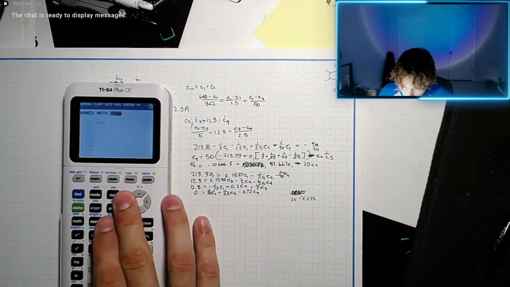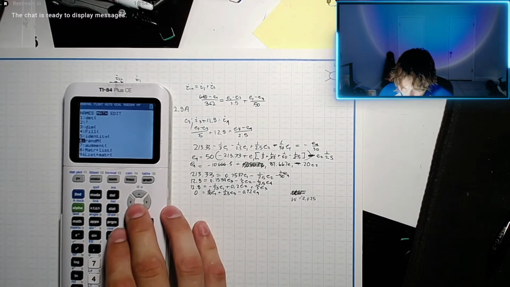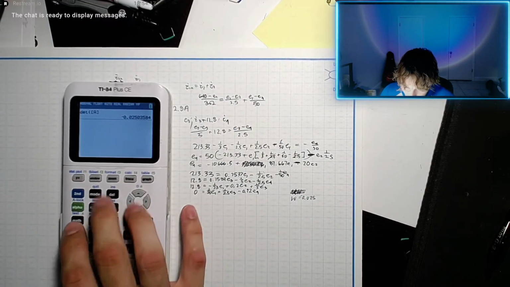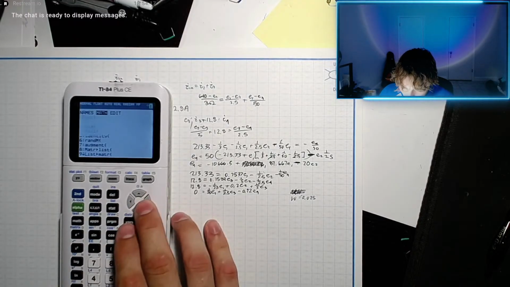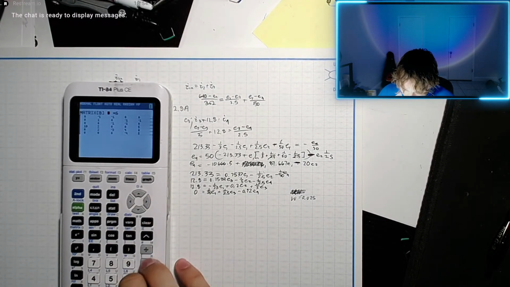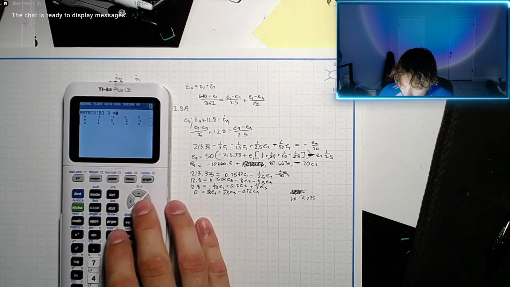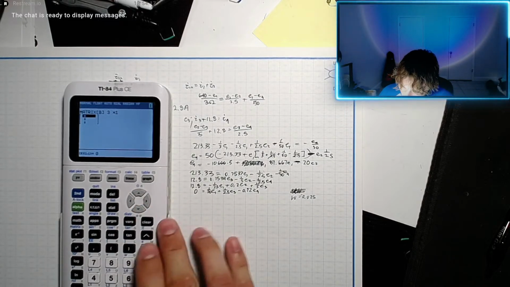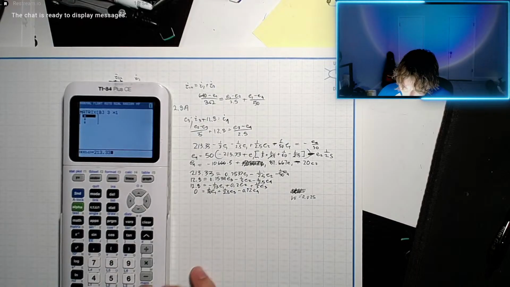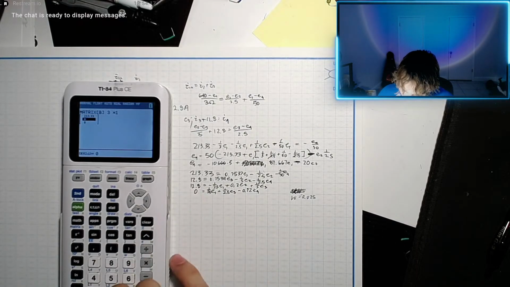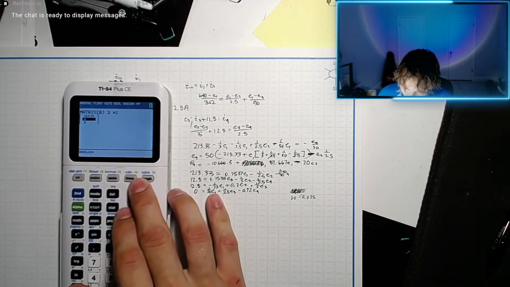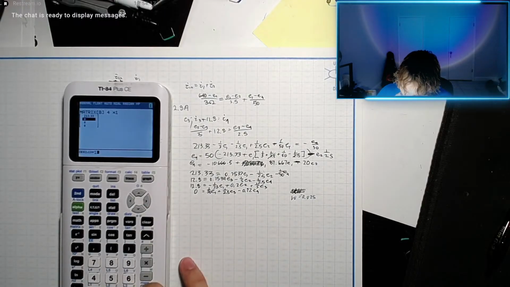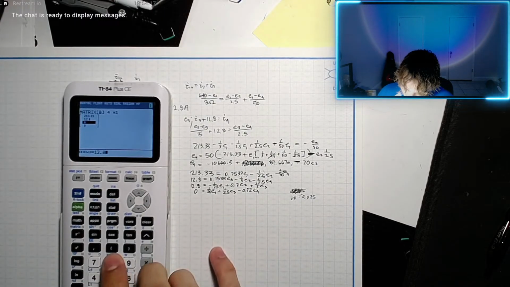Let's see, is there augment? Surely there is. There has to be a way of doing this. 3 by 1. Yeah. 13.33. Oh, 4 by 1. 12.8.